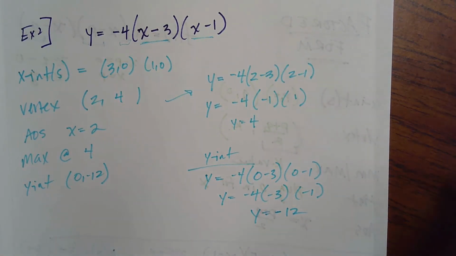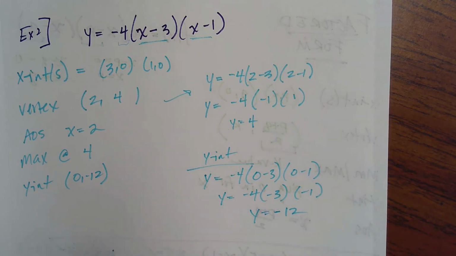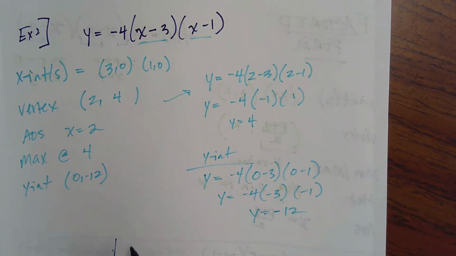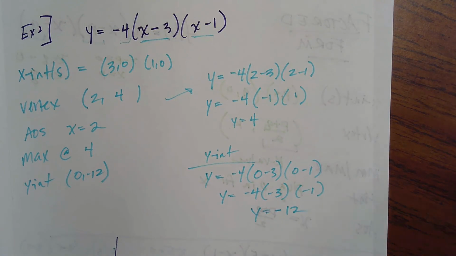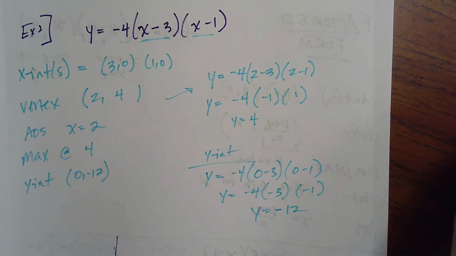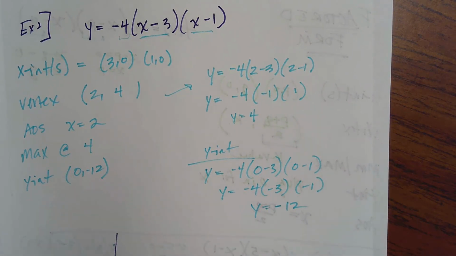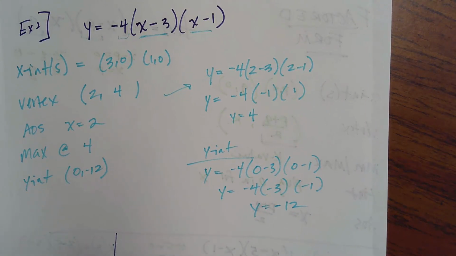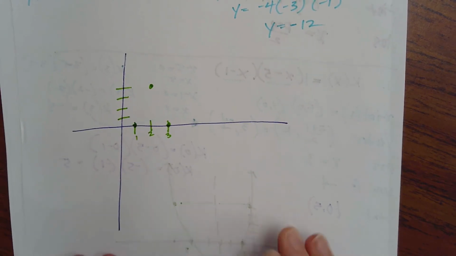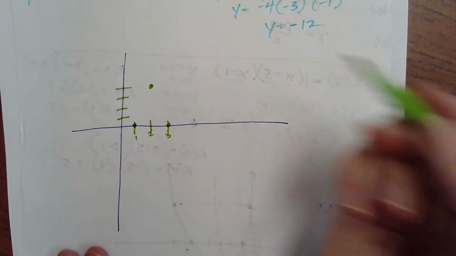All right. Again, we've got all this information. Let's see if we can graph this. Okay. So x-intercepts are 3 and 1. So here's 1, 2, 3. Our vertex is the point 2, 4. 1, 2, 3, 4. Remember, this is going to open down.